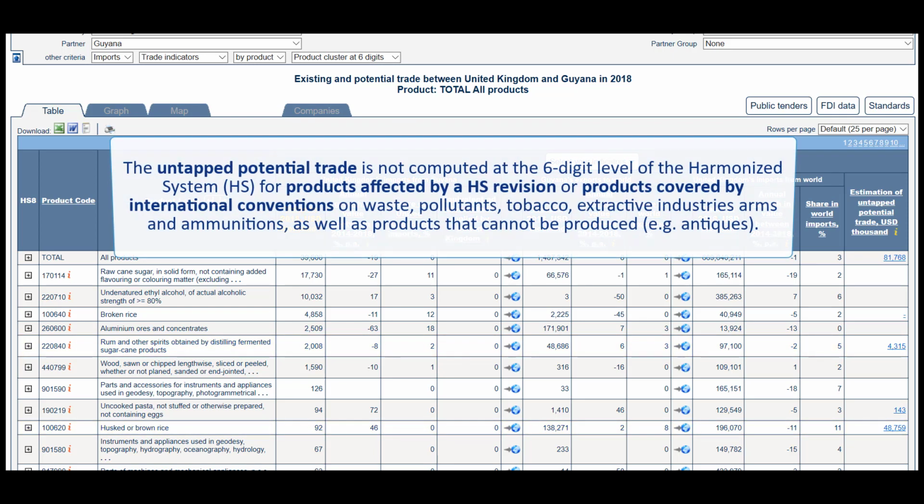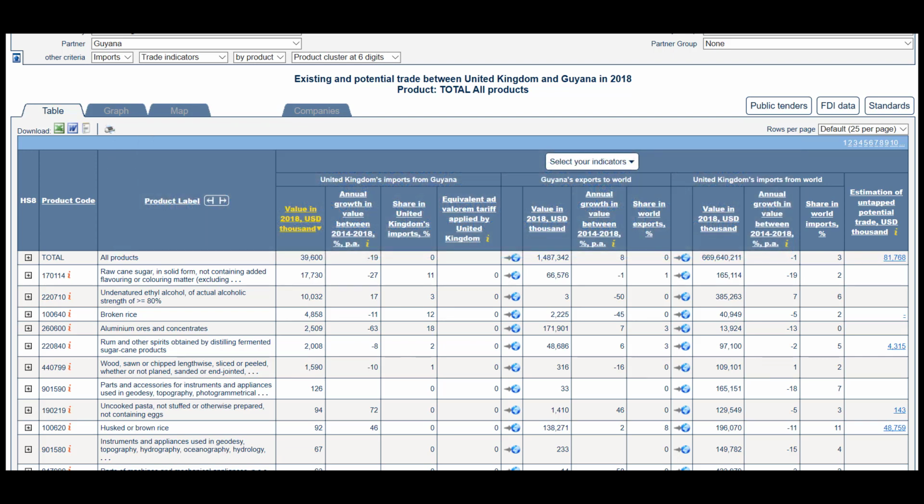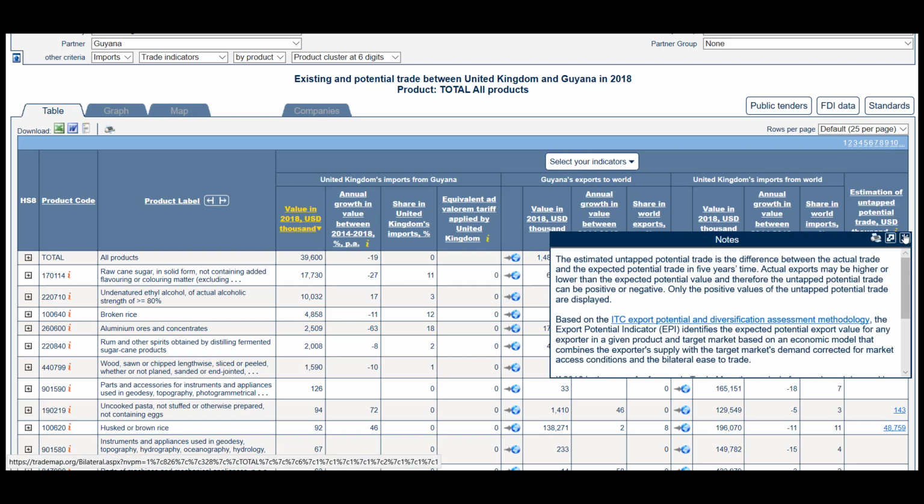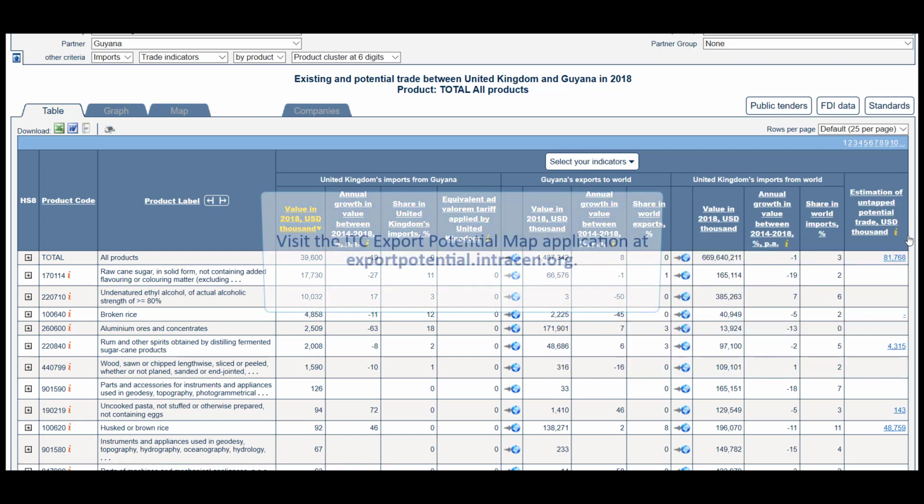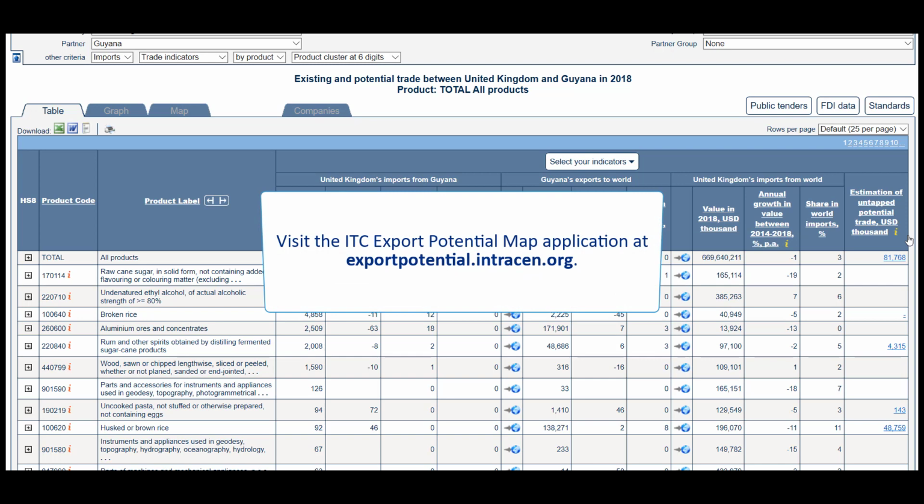The untapped potential trade is not computed at the 6-digit level of the Harmonized System, HS, for products affected by a HS revision or products covered by international conventions on waste, pollutants, tobacco, extractive industries, arms and ammunitions, as well as products that cannot be produced, e.g. antiques. For more information on this indicator, click on the yellow eye. Or visit the ITC Export Potential Map application at exportpotential.intracen.org.